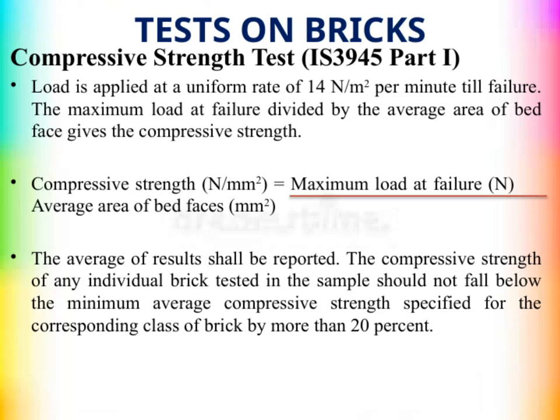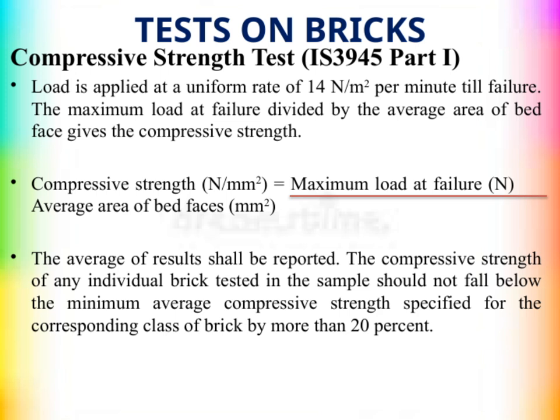Let's take a closer look at the compressive strength test. As per IS 3945 Part 1, in this test we apply a load at a uniform rate of 14 newtons per square millimeter per minute until the brick fails. The key here is to understand how we determine the strength: by dividing the maximum load the brick can withstand at failure by the average area of its bed face. This gives us the compressive strength in newtons per square millimeter.